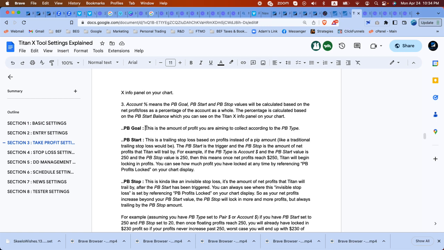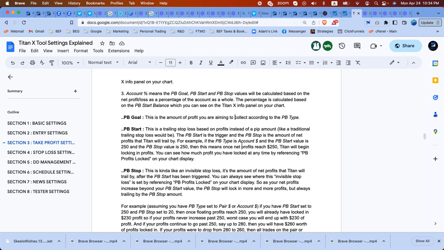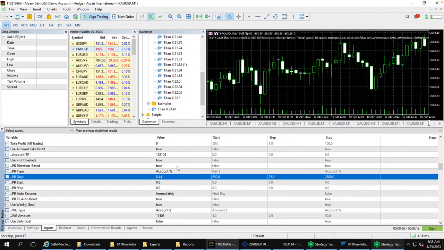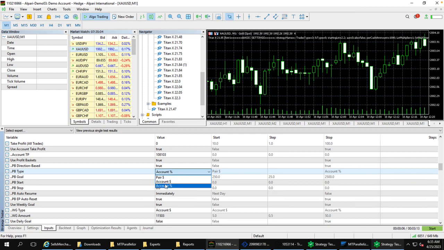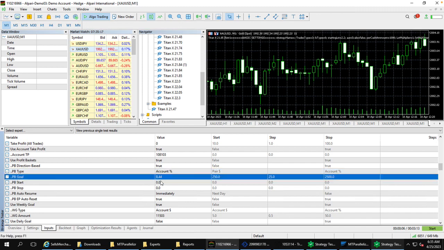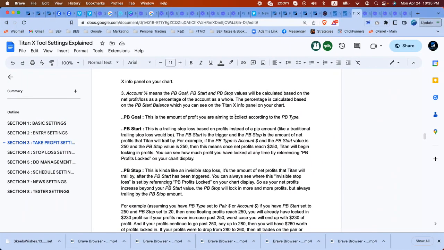Okay, the profit basket goal, we've talked about this a lot. It's just the amount of profit you're aiming to collect according to the profit basket type. Okay, so we already went over those types. So whatever this goal is, it's going to be either a percentage or, if I just flip this to dollar amount, then it would be $8.44. Whereas if I keep it on percentage, it's 8.44%. So a big difference there, right? So this is going to be in units of whatever I have selected as my type. Same with the start, same with the stop.